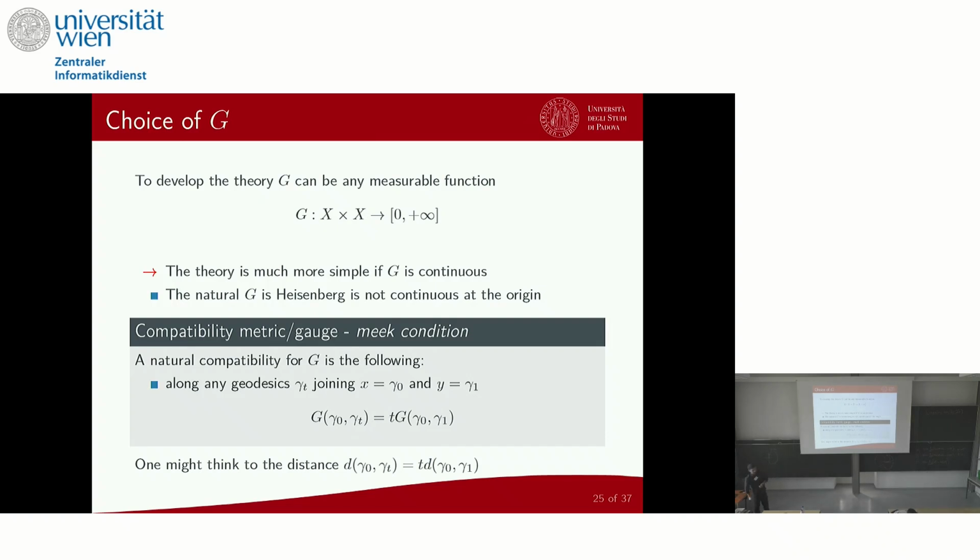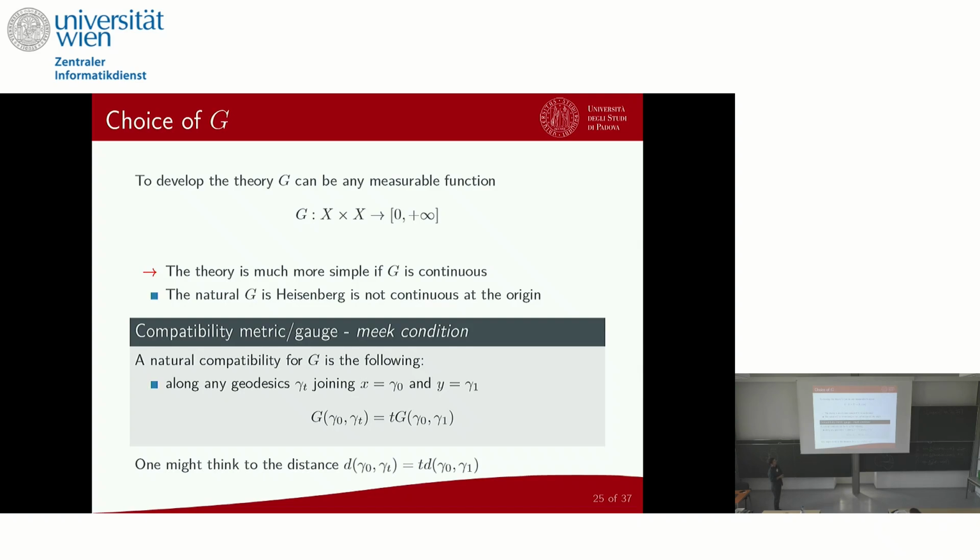And of course, if the gauge has nothing to do with the metric space, you will prove fewer properties. So you have a natural compatibility between the metric and the gauge, which in the paper we called the Meek condition.